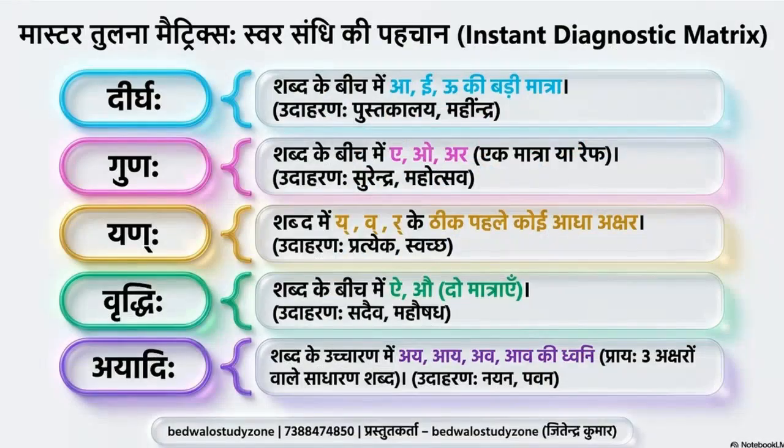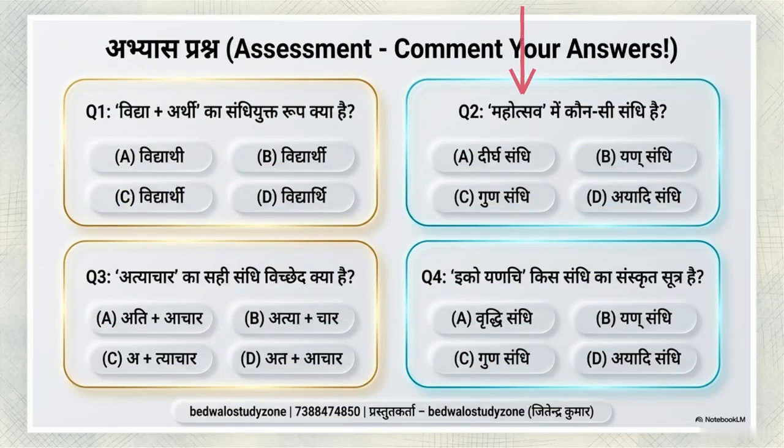To simplify your study, we have consolidated these 5 identification markers into a single matrix. Take a screenshot of these triggers. Dirgha involves elongation, guna uses 1 matra, vriddhi uses 2, yan involves half letters, and ayati is identified by 3-letter sounds. Apply these markers to the following questions.